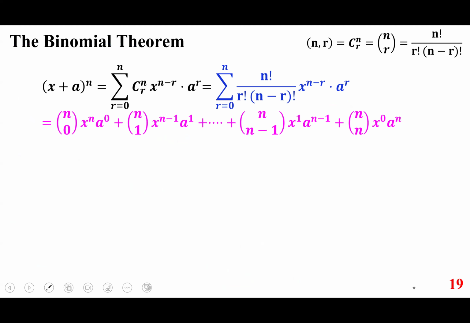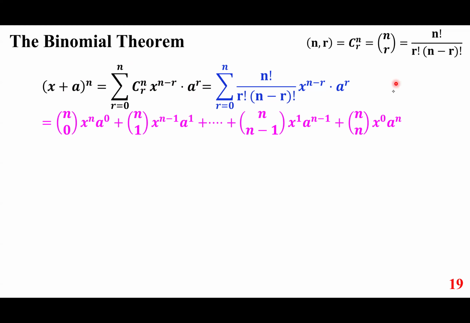Binomial theorem. (x plus a) to the power of n is the summation of r going from 0 to n, combination of n choose r, x to the power of n minus r, a to the power r. Notice the exponents must add up: n minus r and r must add up to this number n. And now what is C(n,r)? n factorial over r factorial times (n minus r) factorial. So x to the power of n minus r, a to the power r.